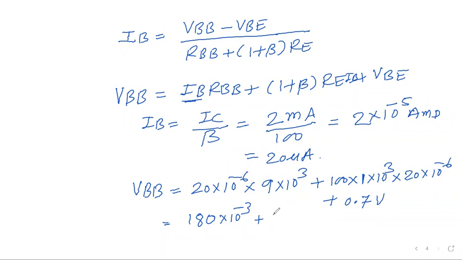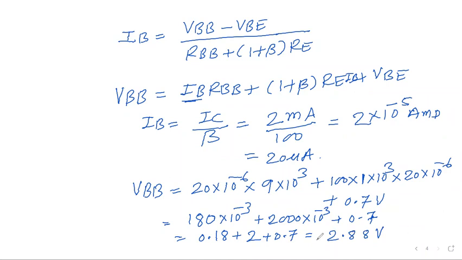Is something going wrong? Yes, might be. 2000 into 10 to the power minus 3 and this is 0.7. Now if you simplify this, how much VBB do you get? This is 0.18 plus 2000 into 10 to the power minus 3, which means 2 volt, and this is 0.7. So 0.18 plus 2 plus 0.7 means VBB is 2.88 volt. Just correct me if I am wrong. I may make mistakes. So okay, VBB you got.